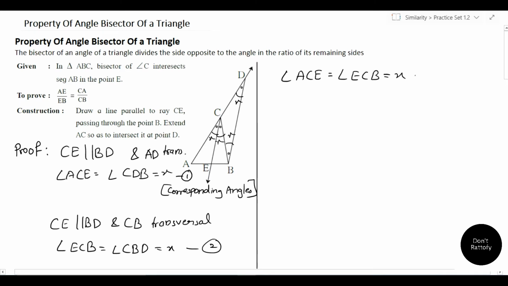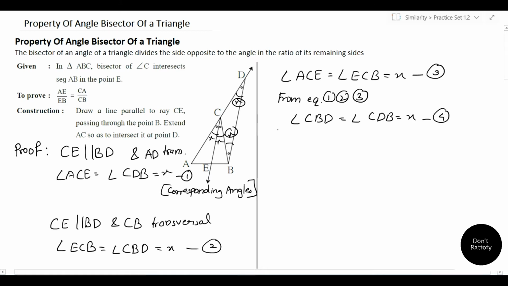Now I hope you have understood until here. This is my third equation. From equations 1, 2 and 3, can I say that angle CBD is equal to angle CDB? You can see both of them are x in the diagram. This is also x and this is also x. So can I say these two angles are equal? This is my equation 4.